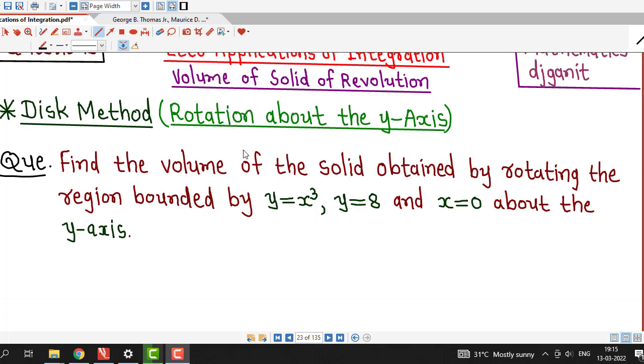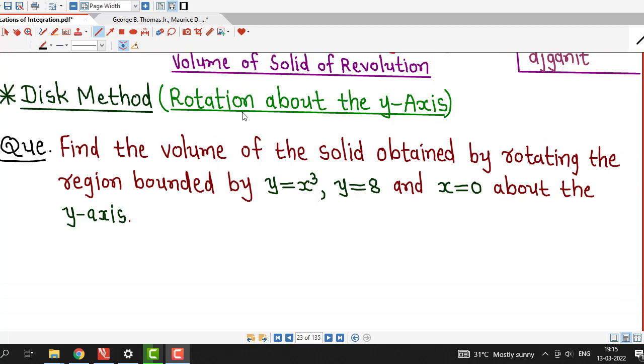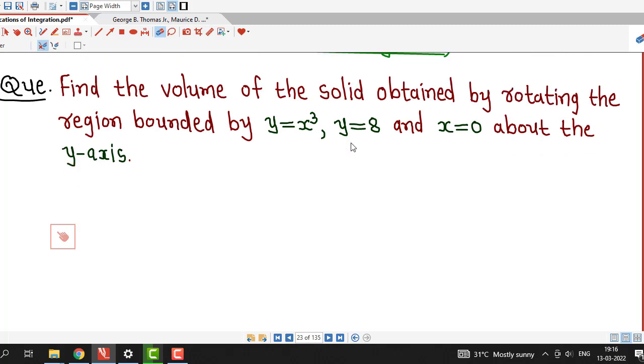In this lecture also we will discuss one more problem on disk method, and here we will consider rotation about y-axis. So we understand this question: find the volume of the solid which is obtained by rotating the region bounded by y equal to x cube, y equal to 8 and x equal to 0.